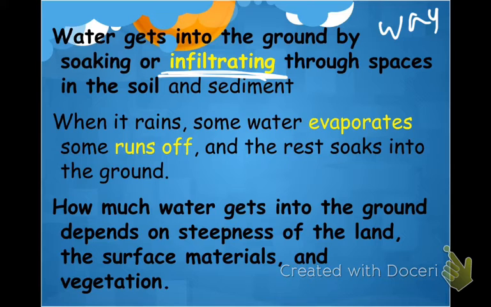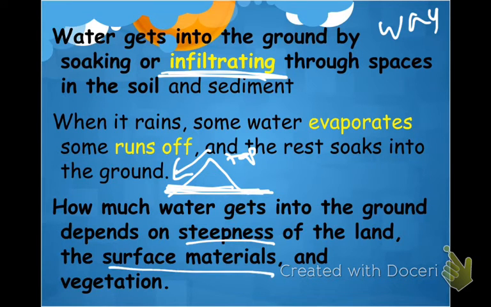So how much water goes into the ground will depend on a few things. One is the steepness of the land. If you have a big hill or a mountain, you're going to have more infiltration down at the bottom of the hill rather than the top, because all that water is going to run off down to the bottom where it then can infiltrate. Then also the surface materials.